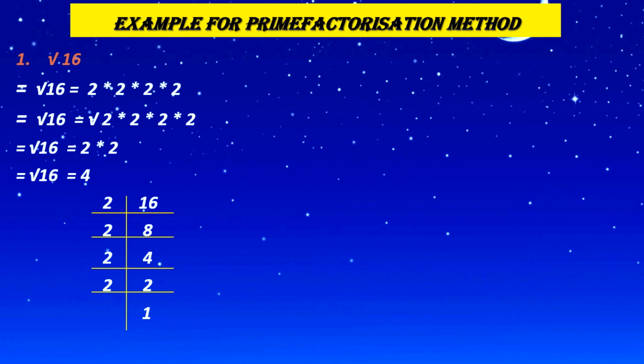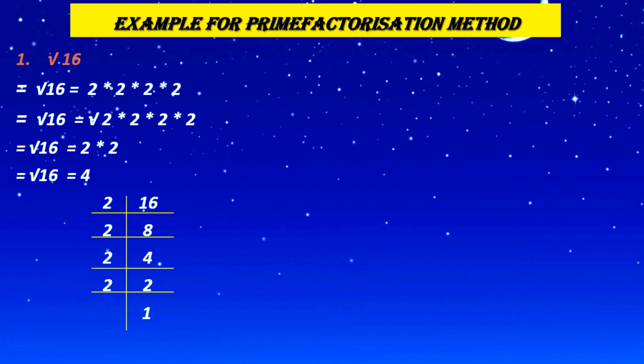Let's see the solution. For the square root of 16, we do prime factorization. 2 into 8 is 16, 2 into 4 is 8, 2 into 2 is 4, 2 into 1 is 2. How many 2s are there? 1, 2, 3, 4. We write 2 into 2 into 2 into 2. Next, the square root of 16 is equal to the square root of 2 into 2 into 2 into 2.